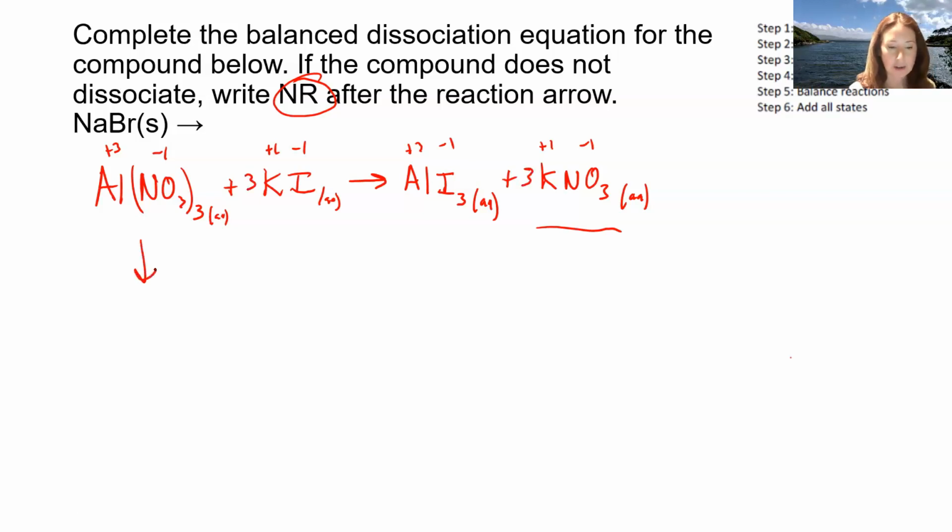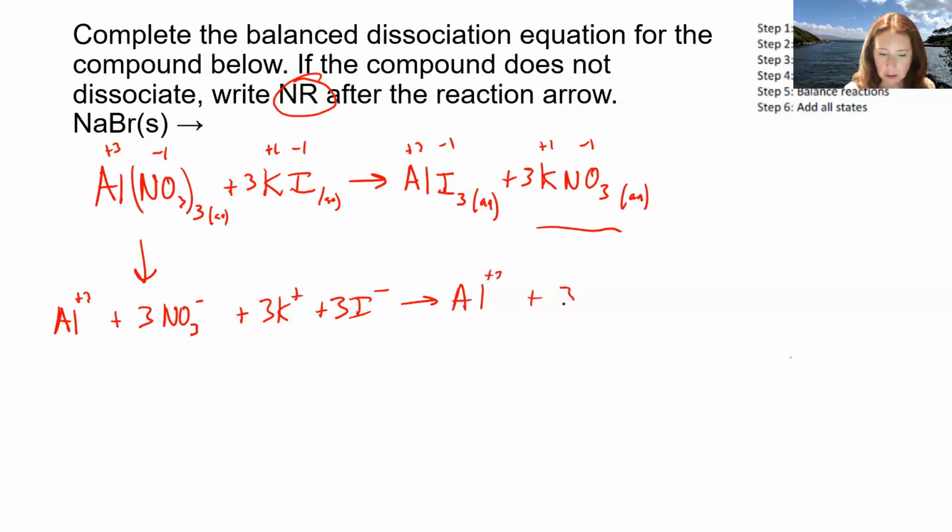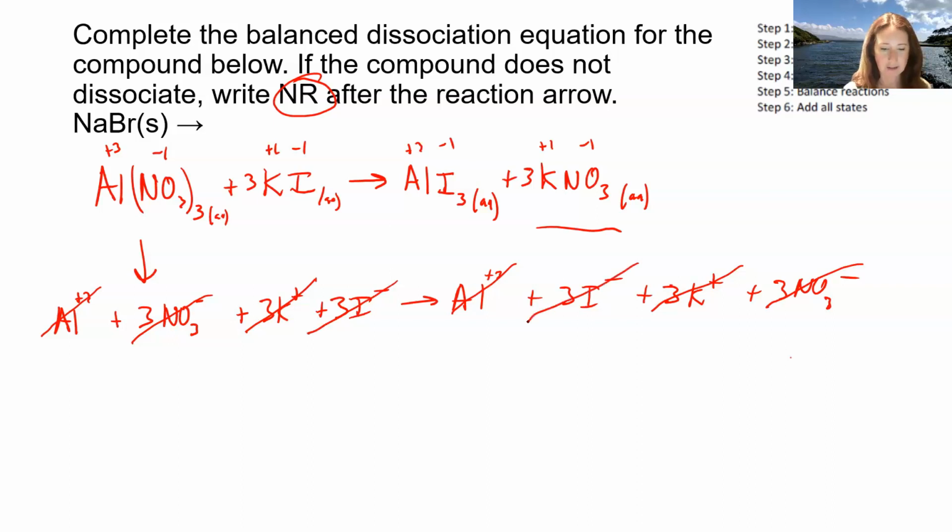So what happens if you try to do the net ionic? Watch what happens when we try to do this. Al+3 plus 3 NO3 minus, this +3 Ks. And these are all aq, right? Plus 3 I minuses goes to Al+3 plus 3 I minuses plus 3 K plus 3 NO3 minuses. Then you cross off everything that's the same. Aluminum, aluminum, 3 nitrates, 3 nitrates, 3 Ks, 3 Ks, 3 Is, 3 Is.